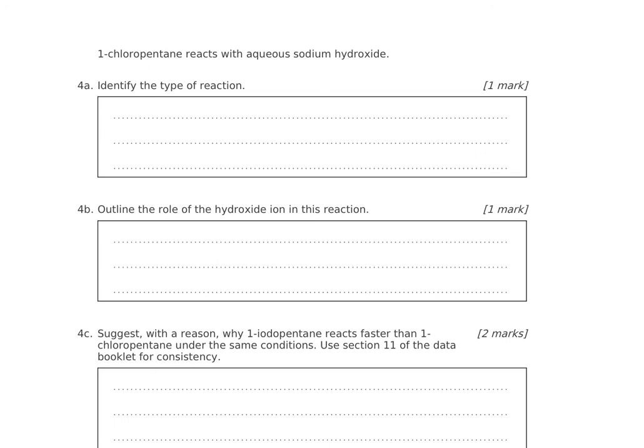Question 4a. 1-chloropentane reacts with aqueous sodium hydroxide. So we've got a haloalkane and a hydroxide. So the type of reaction is going to be nucleophilic substitution. Be really careful on the wording here, because they're asking for the type of reaction, not the mechanism, which, strictly speaking, nucleophilic substitution is not the type of reaction, that is the mechanism. So just be really aware that they're using that wording when they are asking for mechanisms.